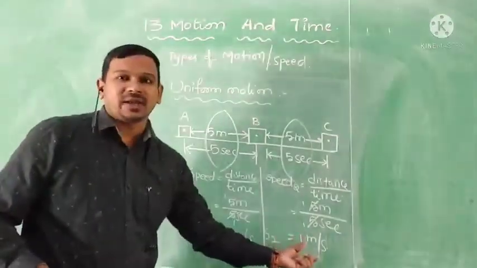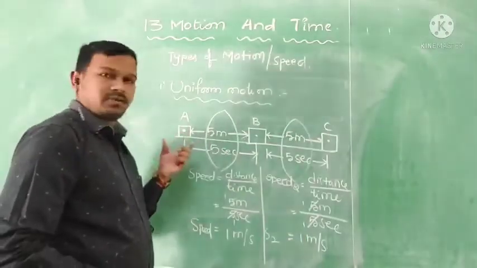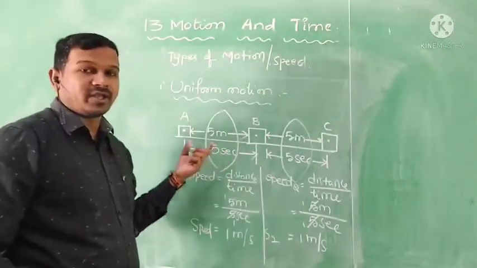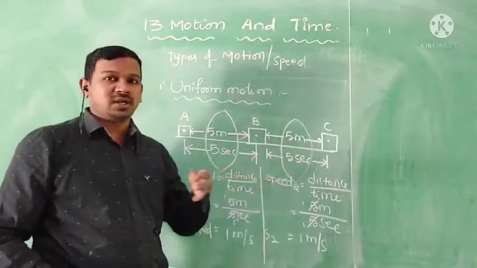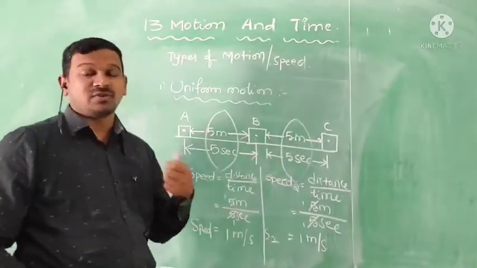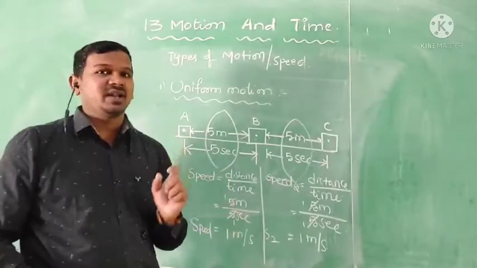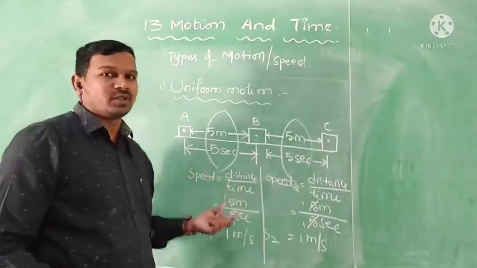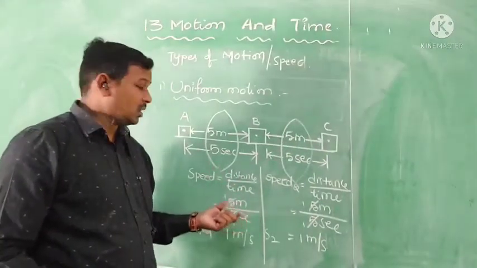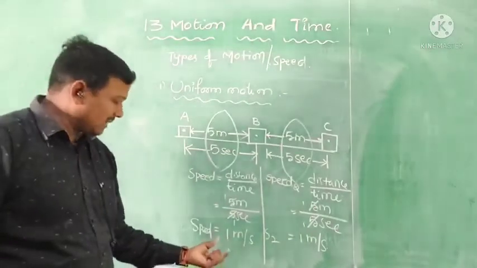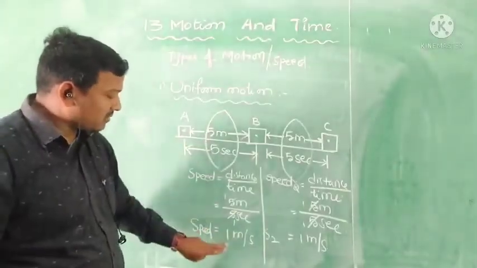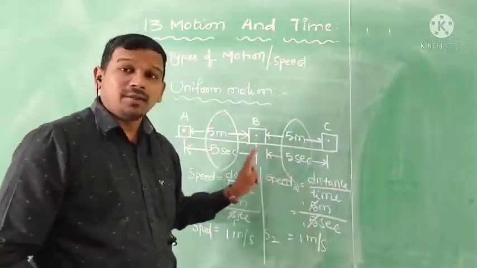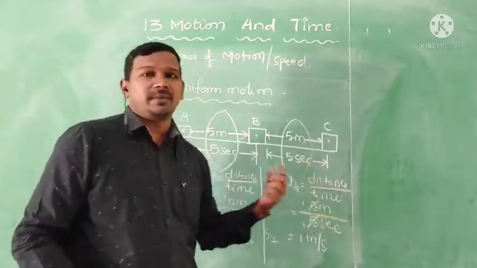So from this we can give the clarity here. If the body is covering equal distances in equal intervals of time, whether it is traveling in a rectilinear direction or in a circular motion, whatever the direction is, then the body is said to be moving with uniform speed. Here you can observe practically or mathematically. In situation 1, the speed of the body is 1. In situation 2, the speed is also 1. In both situations, the speed is 1 meter per second only.